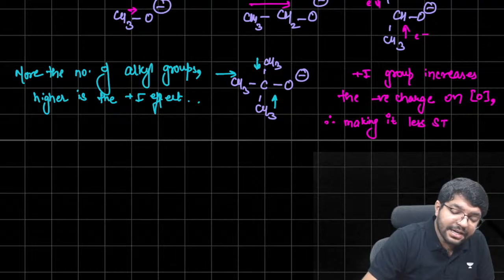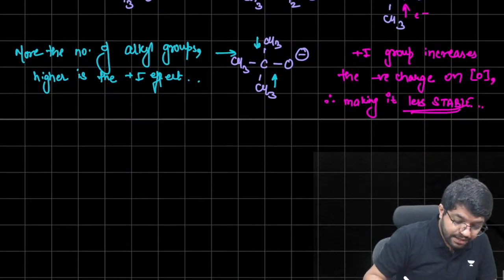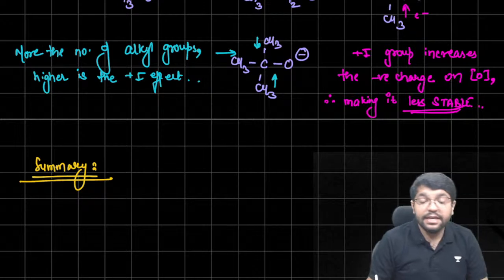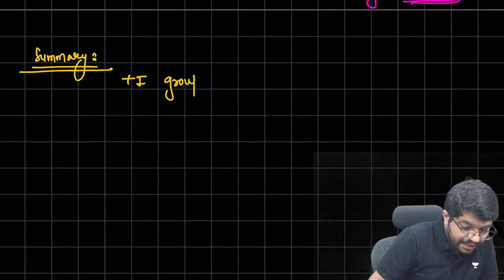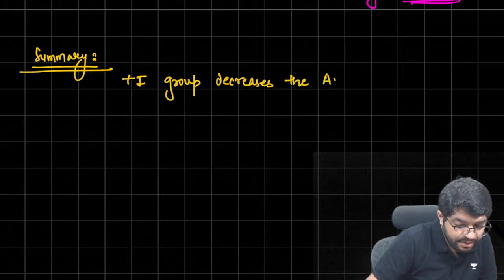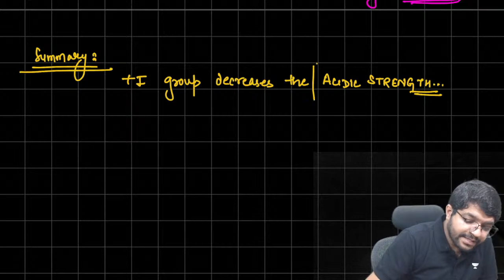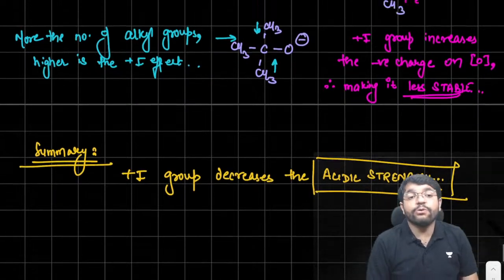To summarize it, sir, remember to summarize it. The summary is that the plus I group decreases the acidic strength. And that is what is the output of this.